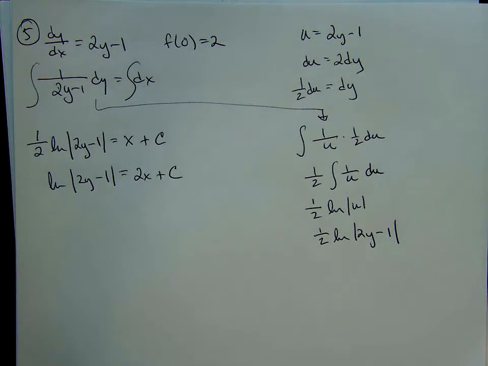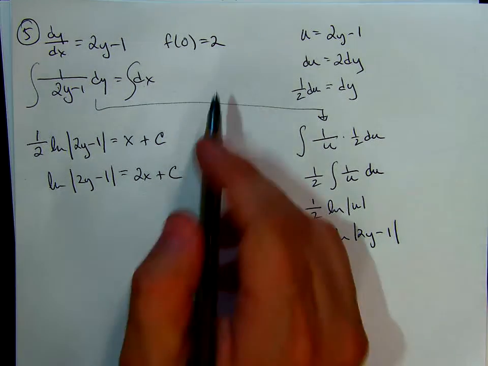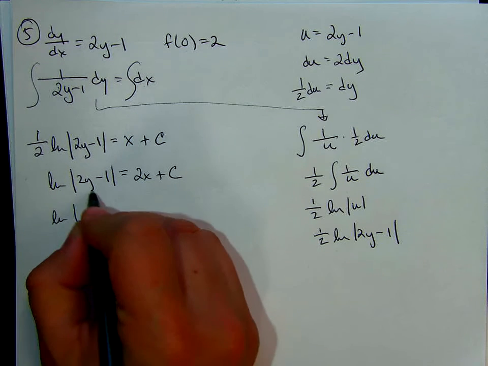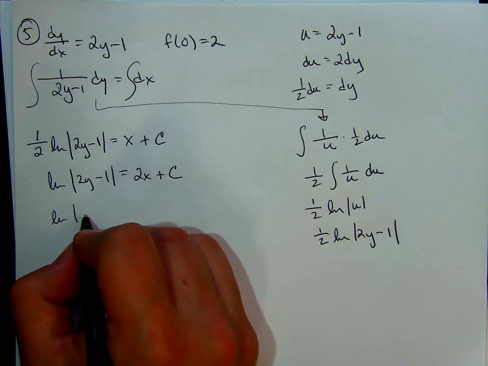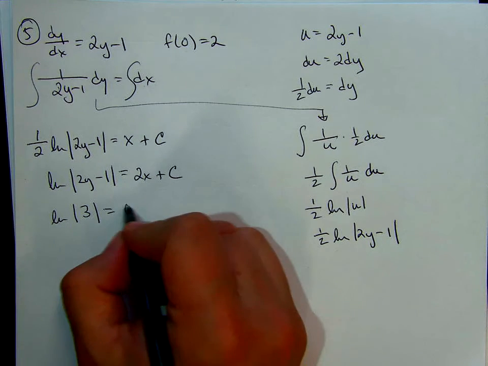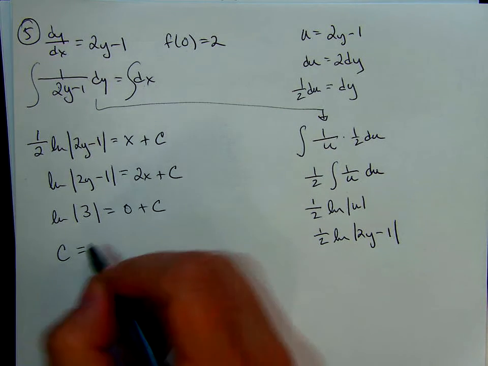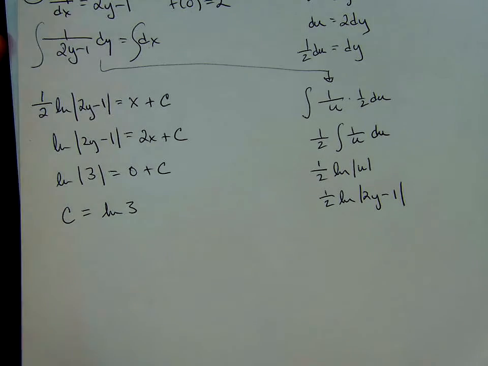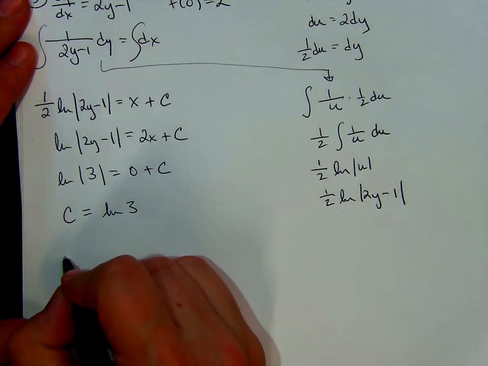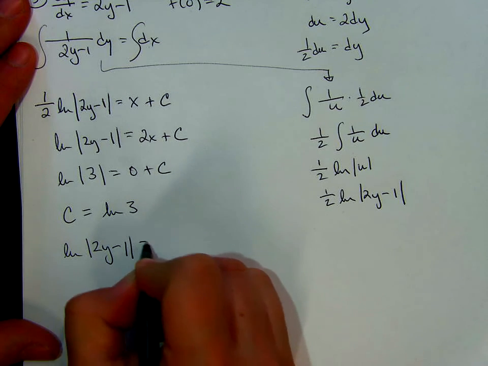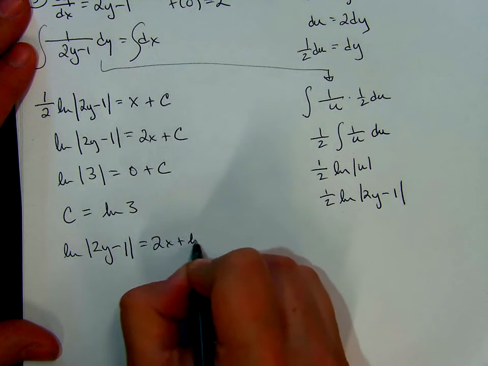The c obviously doesn't matter. So now plug in 0, 2, and I get ln of 4 minus 1, or 3, equals 0 plus c. So c equals ln 3. Okay, that means that I have ln absolute value 2y minus 1 equals 2x plus ln 3.